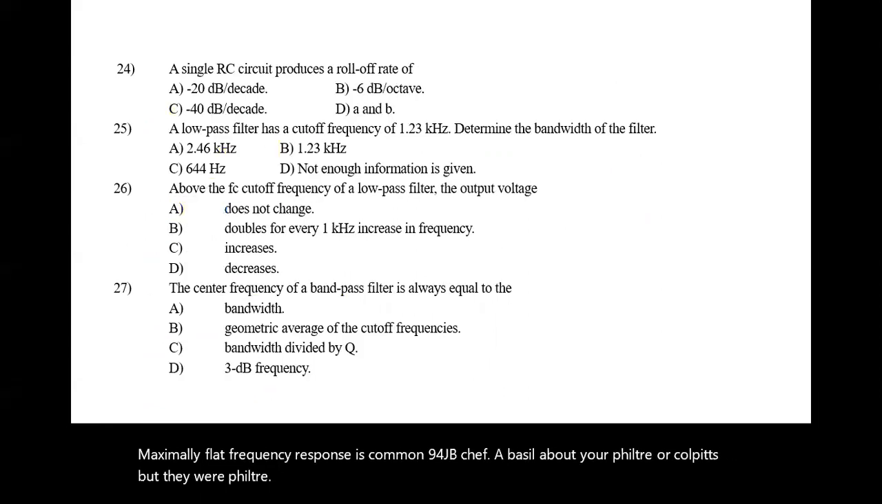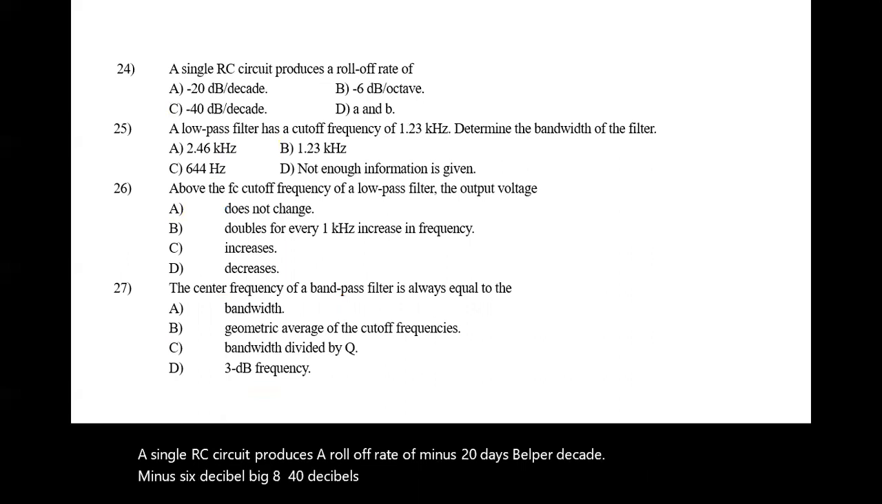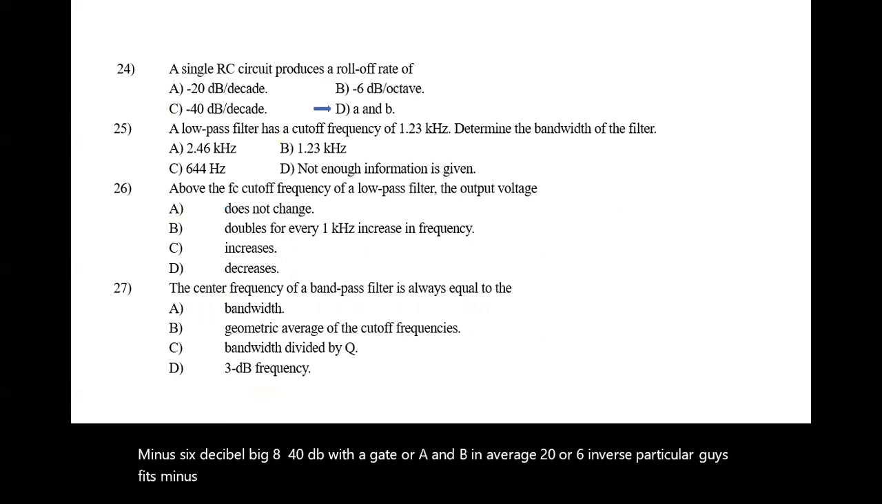A single RC circuit produces a roll-off rate of minus 20 decibel per decade, minus 6 decibel per decade, minus 40 decibel per decade, or A and B. In other words, 20 or 6. In this particular case, that's minus 20 decibel per decade, as well as minus 6 decibel per decade.